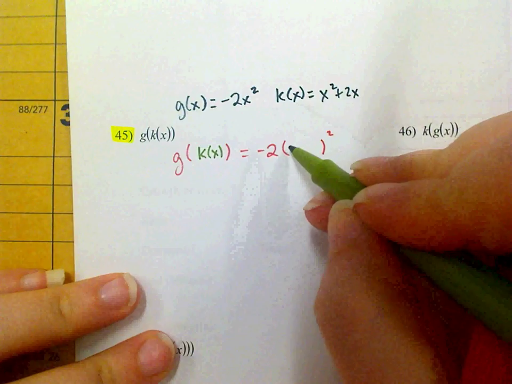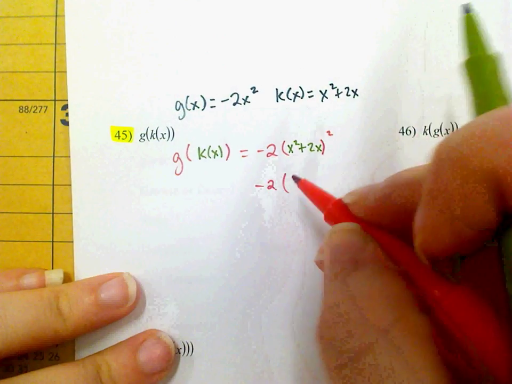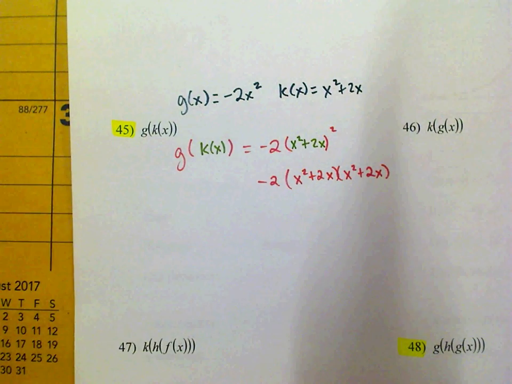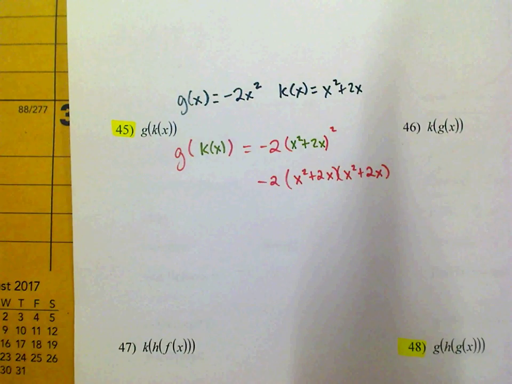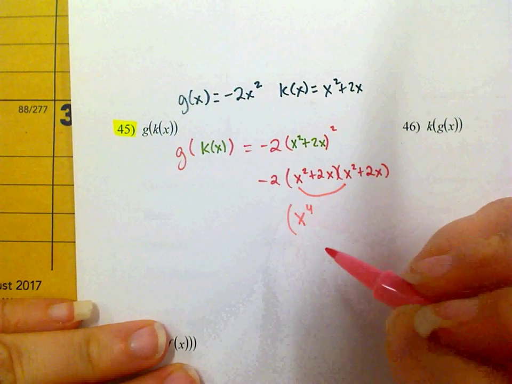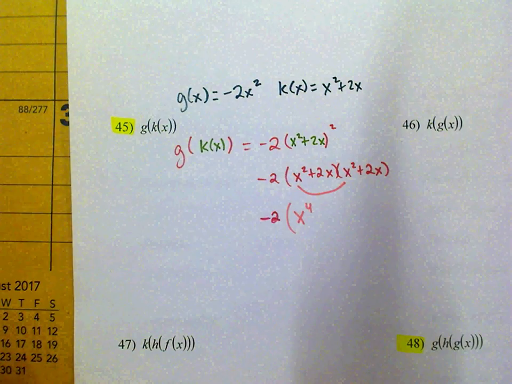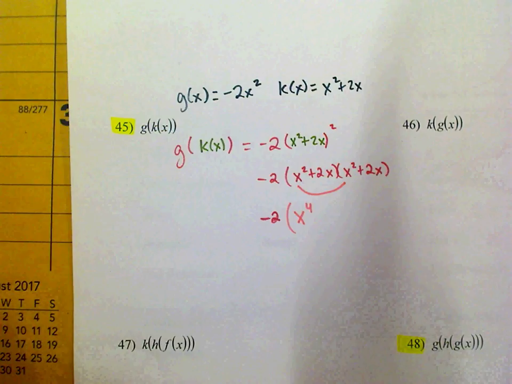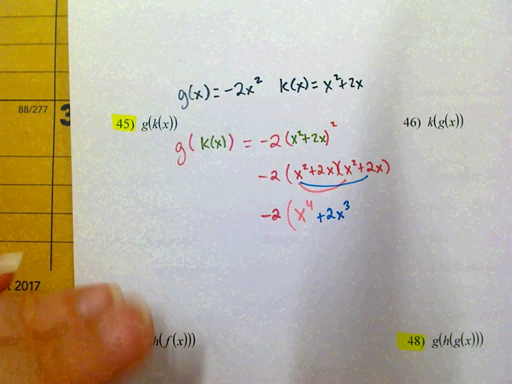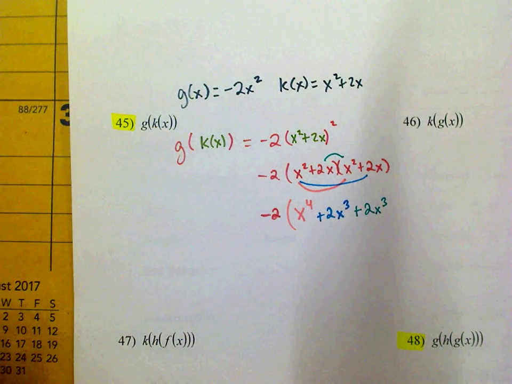Now when I work this problem, I've got to remember that I'm actually saying negative 2 times x squared plus 2x times x squared plus 2x. Because you cannot distribute the power, and you cannot distribute the negative 2 until after you've distributed. So let's distribute. I've got x squared times x squared, which is x to the 4th. Bring down the negative 2. And then I've got x squared times 2x, that is 2x cubed. I've got 2x times x squared, which is 2x cubed. And I've got 2x times 2x, which is plus 4x squared.